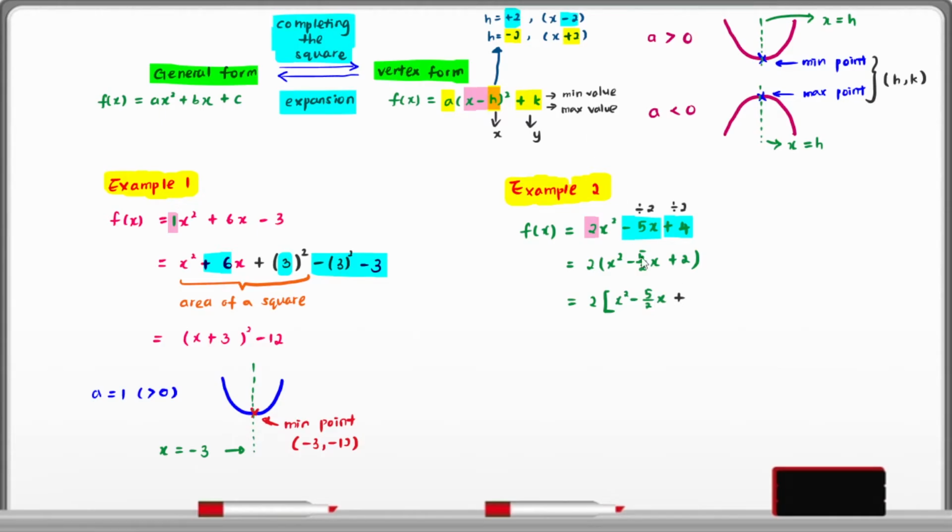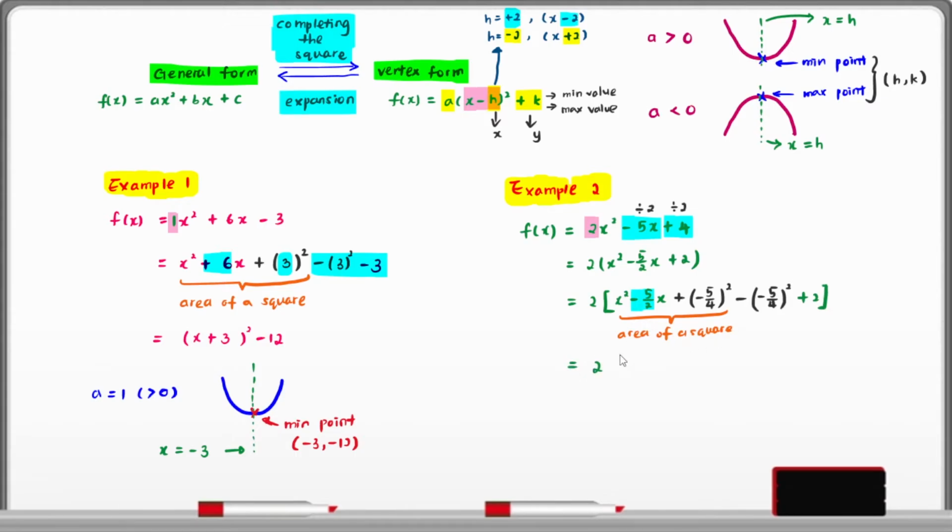So we're going to take the b here, which is the -5 over 2. We are going to divide it by 2, which you're going to get -5 over 4. Then we're going to square it. So now this part here is the area of a square. To keep the quadratic function as it is, here I'm going to minus it with exactly the number that I add in. And don't forget the +2 at the back here.